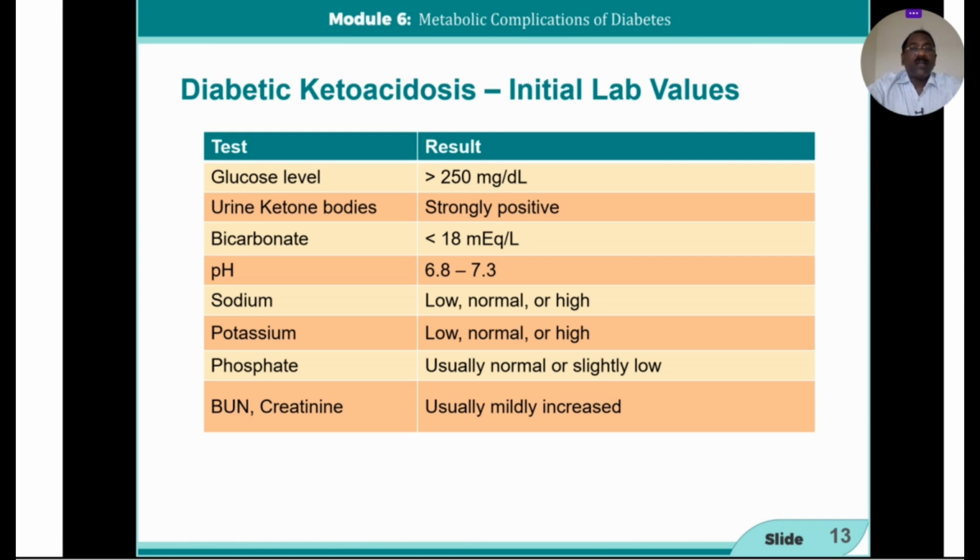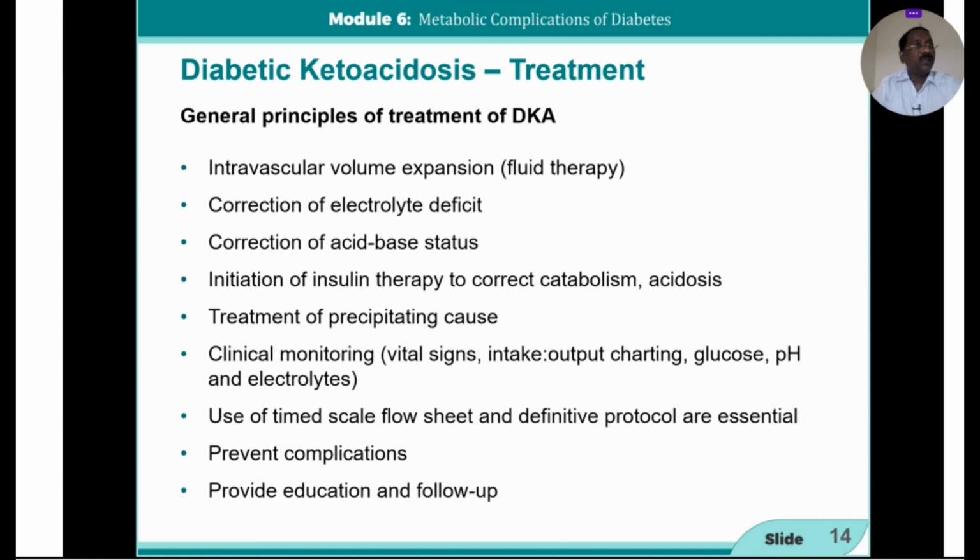Phosphates are usually normal or slightly low, and creatinine and BUN are usually mildly increased. In the same way, the total count also mildly increases in DKA. So don't think that this total count elevation is because of sepsis. Even in DKA, the total count may be marginally elevated. The creatinine and BUN are mildly increased because of the dehydration. Once you correct the dehydration, the urea and creatinine will return to normal levels.